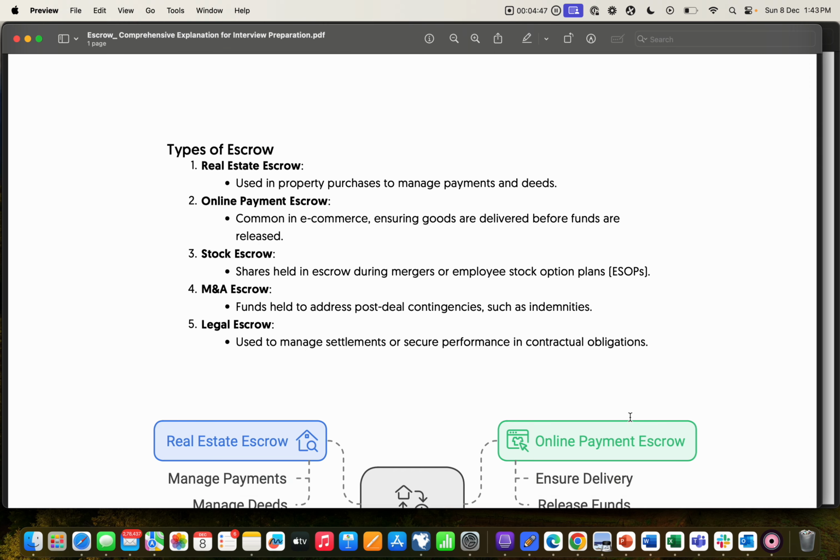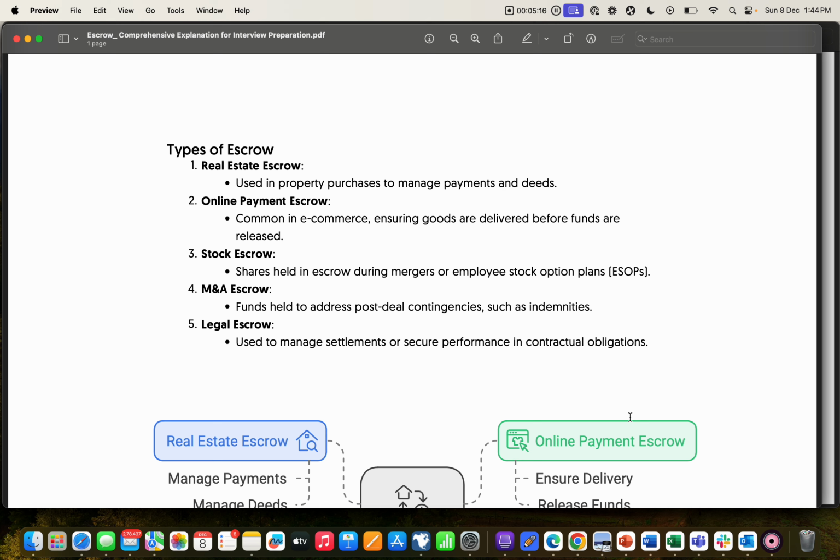So types of escrow. Real estate escrow is used in property purchase to manage payment and deed. Okay, sometimes if you buy some property, the agent, broker, or dealer may hold some advance money or token amount from you. That is called an escrow account, and it's held because if you default, it helps to recover this part.